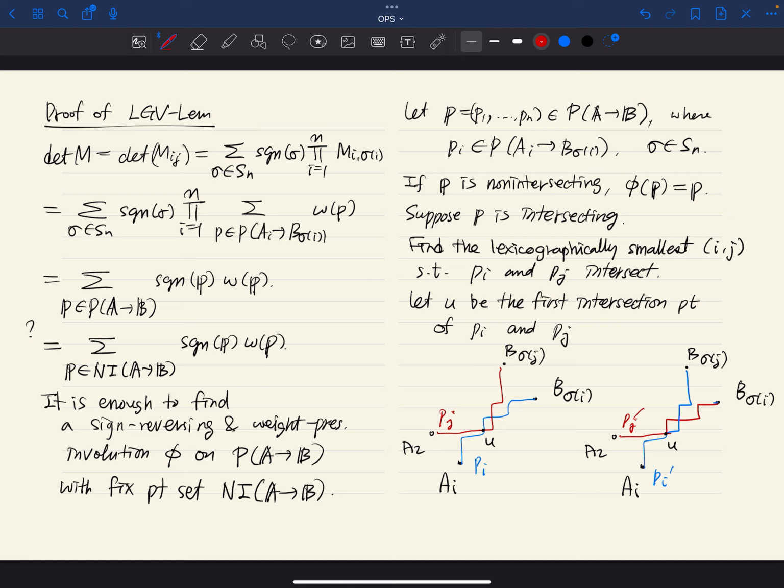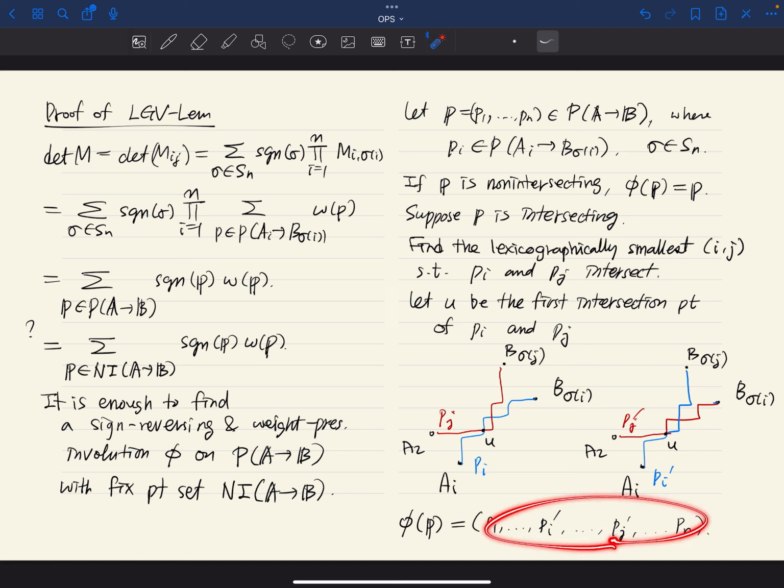And finally, phi of this n-tuple of paths, define this to be p_1, ..., they're all the same, except the i-th element becomes p_i prime and the j-th path becomes p_j prime. The other ones don't change. Then what happens is this is still a valid n-path, but the sigma here, the way the ending points are connected, is changing.